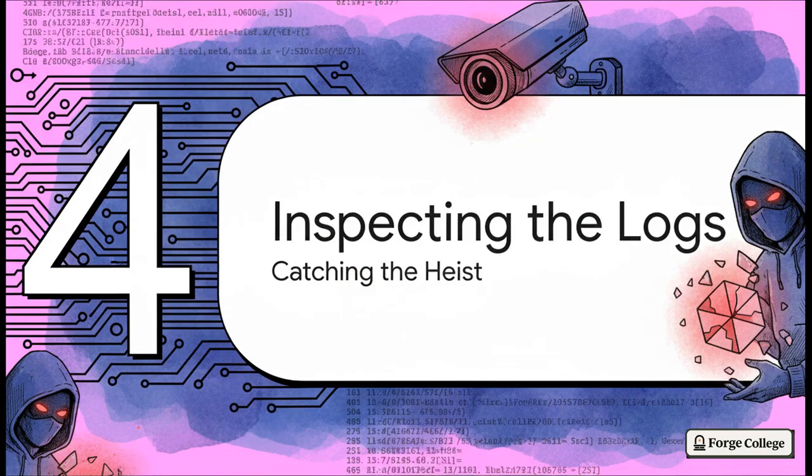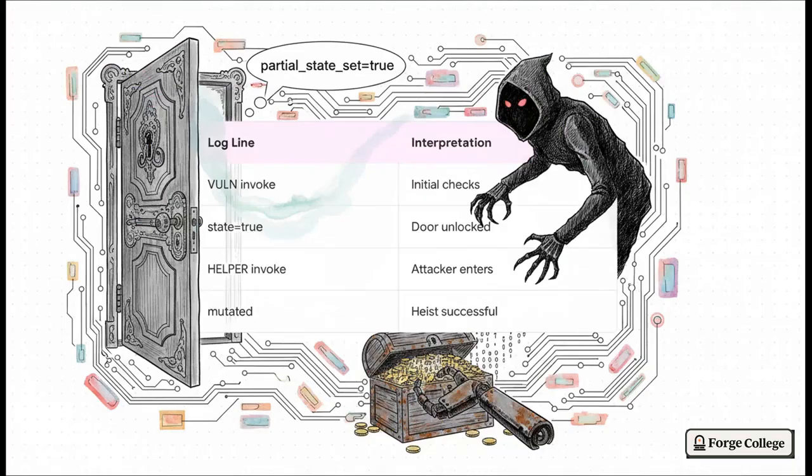Let's roll the security footage and check out the local validator logs to see the exact moment the heist goes down. If we open up our validator logs, the whole story plays out line by line. Vuln program gets invoked first. It runs its checks, and boom, we see it emit partial_state_set equals true. It basically left the door unlocked and walked away.